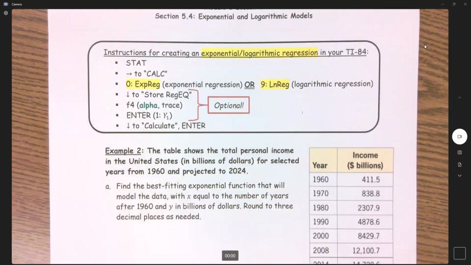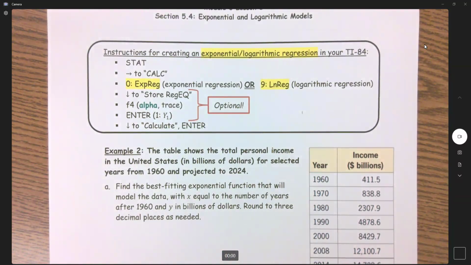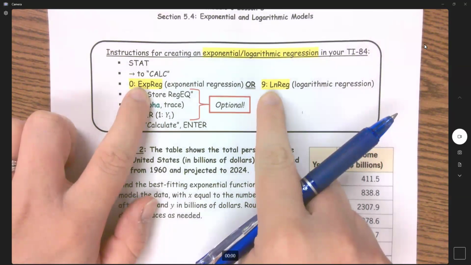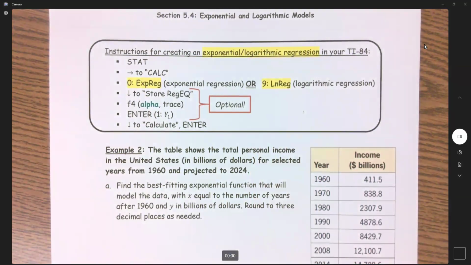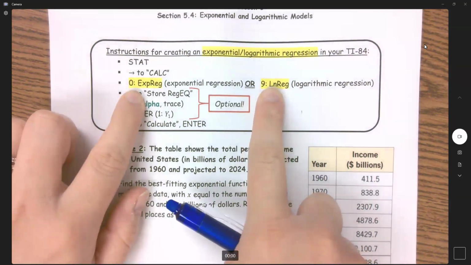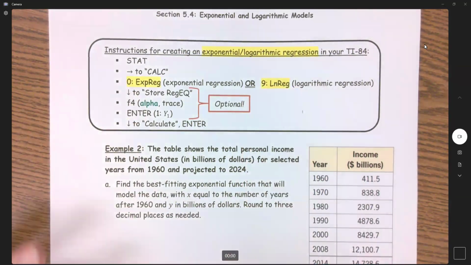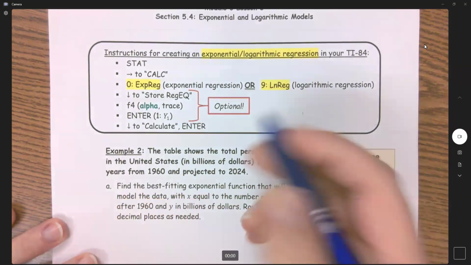Example 2 says the table shows the total personal income in the United States in billions of dollars for selected years from 1960 and projected through 2024. Part A wants us to find the best fitting exponential. So you're not going to have to pick between exponential and logarithmic regressions. It's going to tell you one or the other. And I think in maybe 1 or 2 of your questions, it's going to ask you to do both, and you're going to compare which one's a better fit. But in general, it's going to say find the best fitting exponential.